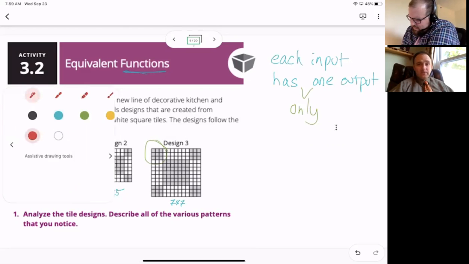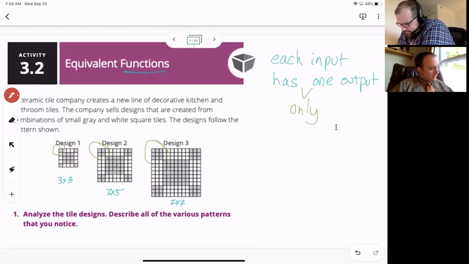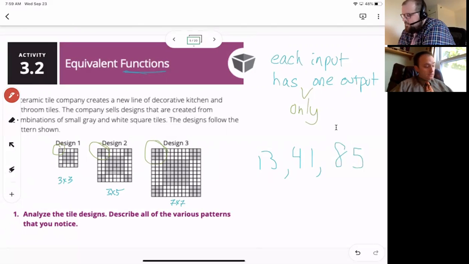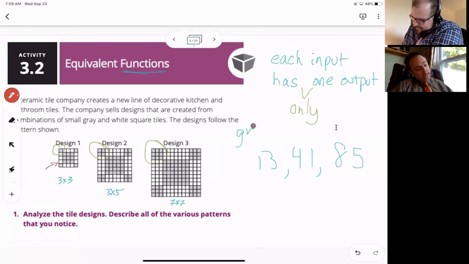Should we look at the total number of tiles also? I think so. So we have 9 and then 4, so we have 13 in the first one. And then 25 and 16 is 41. And then 49 and 36 is 85. Oh, that's for the total number of gray tiles. Yes. Okay, I thought you were doing total number of tiles overall. Oh, I was thinking gray.